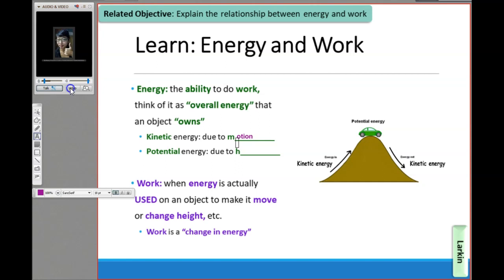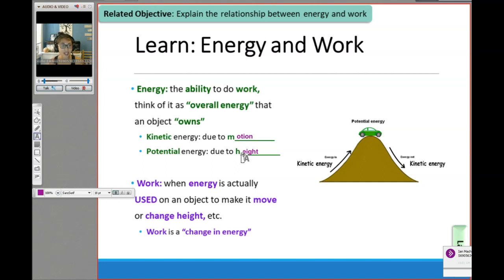Now, potential energy, on the other hand, is due to the object's what? Think about kinetic energy is motion, so potential energy is what? Starts with an H? Yeah, it's due to the object's height. So again, energy is the ability to eventually do work. It is the energy that the object has.